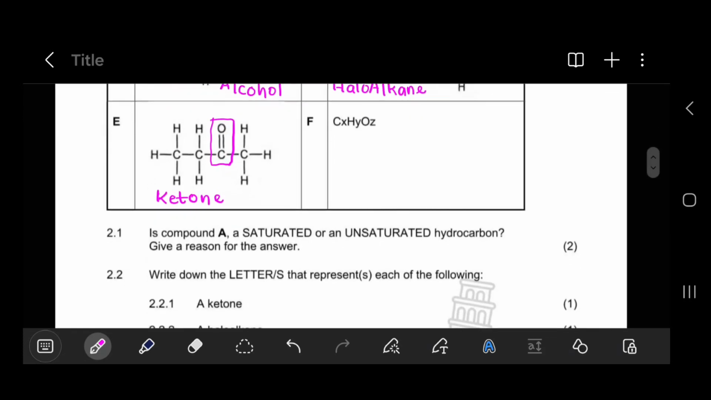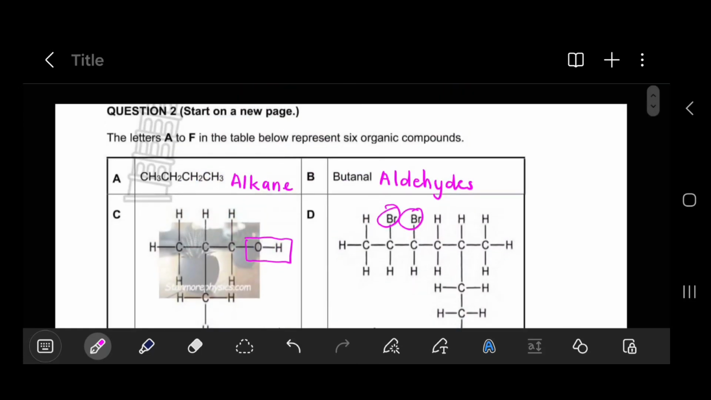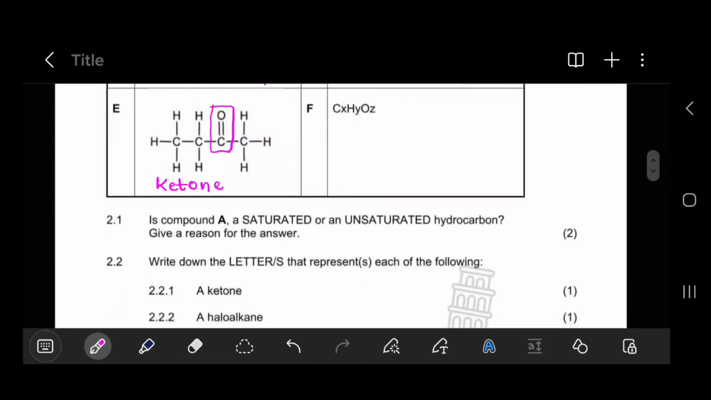2.1 says, is compound A a saturated or unsaturated hydrocarbon? Give a reason for your answer. Now, when you look at compound A, it is an alkane. We know that alkanes are saturated hydrocarbons. So this is going to be saturated, and the reason is because it contains only single bonds between the carbon atoms. There we have it.